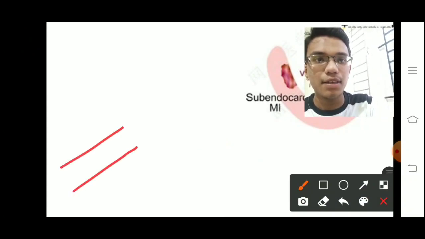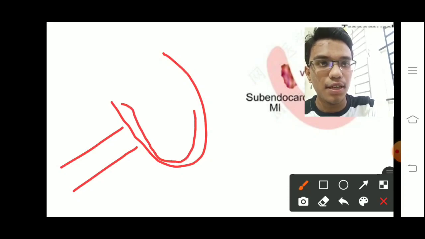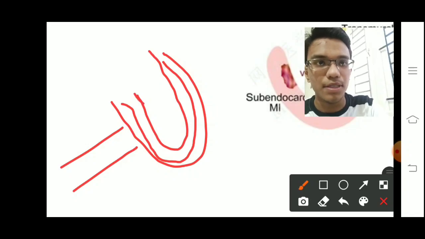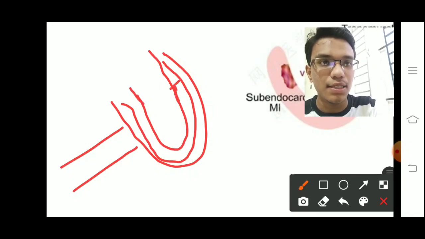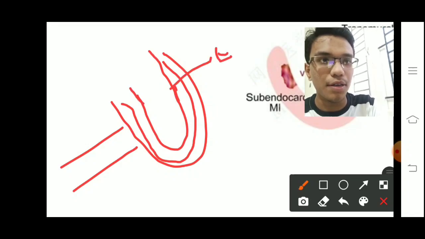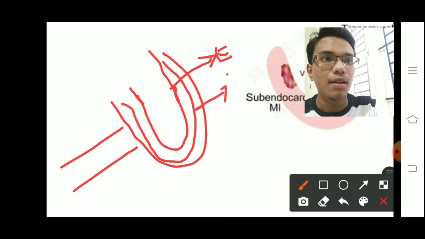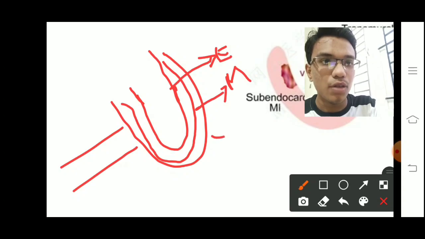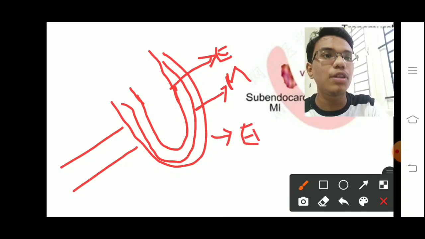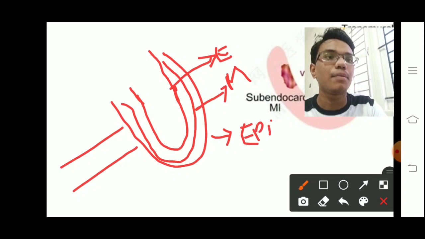This is the blood vessel and this is the heart. Now the heart is surrounded by 3 layers, right? So 3 layers of the heart are present. One is the inside, which is the endocardium, and the middle layer is the myocardium, and the outermost layer is the epicardium, and this whole thing is surrounded by the pericardial sac.